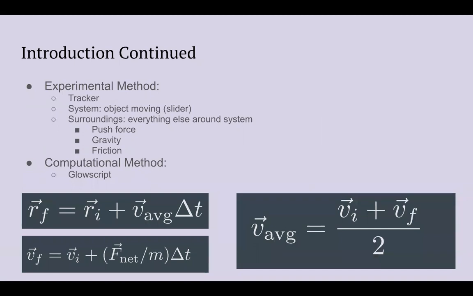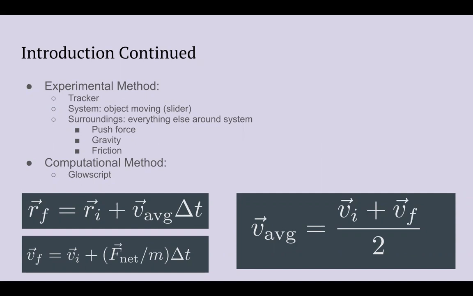For the experimental method, we will be moving a physical object and investigating its motion through an online tool called Tracker. The system is the moving object, in this case, an object on a slider, and the surroundings are everything else around the system, such as push force, gravity, and friction. For the computational method, we will be using GlowScript.